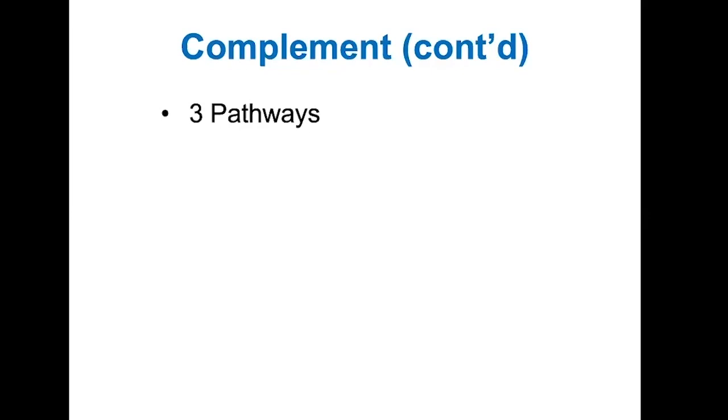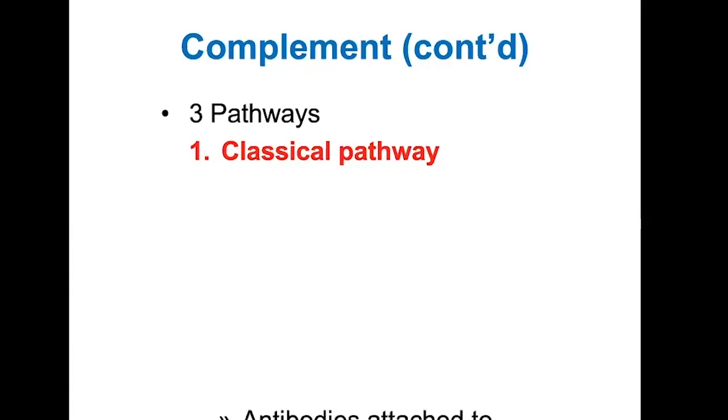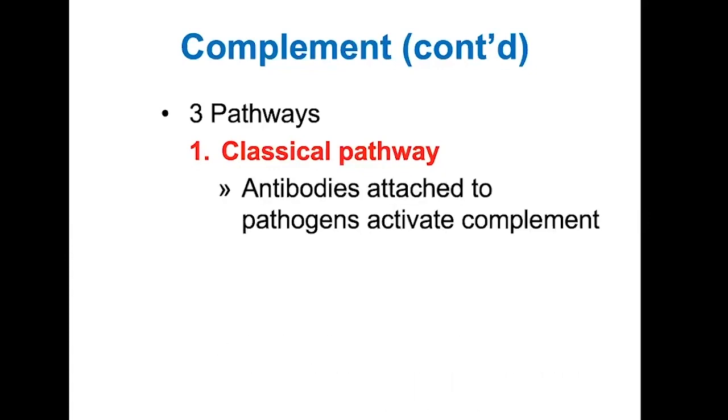We're going to start with the classical pathway. It was discovered first. And the term complement was used because when the complement plasma proteins were first discovered, the proteins were seen to complement the antibacterial activity of antibodies, hence the term complement. So what triggers the classical pathway? It is when a complement protein, the first one in the cascade, comes in contact with an antibody or antibodies that are bound to pathogens.